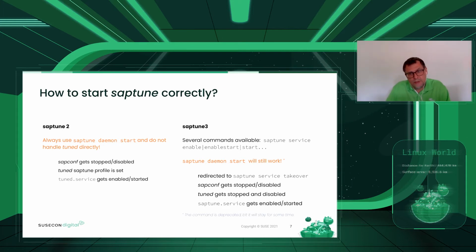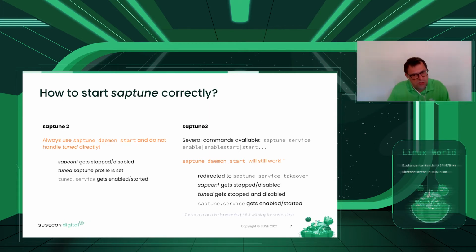And internally, it gets redirected to a new command. It's called saptune service takeover, and it will do exactly what it says. It takes over the system, so it will disable and stop sapconf, it will enable and start the Saptune service, and it will also disable and stop tuned. So that in the end, Saptune will be the only remaining tuning tool.